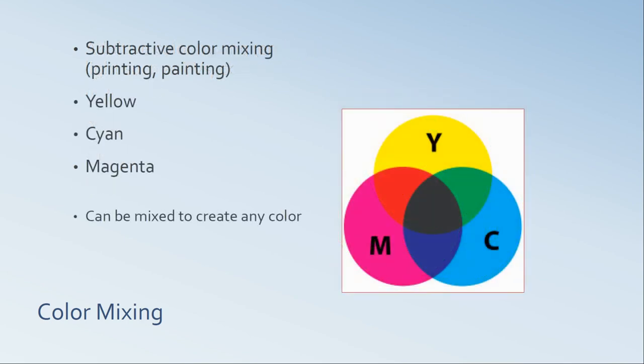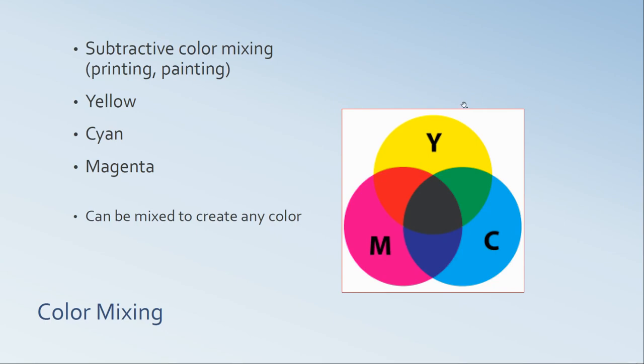We can also have subtractive color mixing, and this is where we're using opaque pigments, such as when we paint a picture or we use our printers to print out a picture. It uses slightly different colors, as you might have known if you ever had to buy ink for your color printer. It uses yellow, cyan, and magenta. And again, just like the colors in our additive color mixing, we can combine those three colors to create any color we need to.